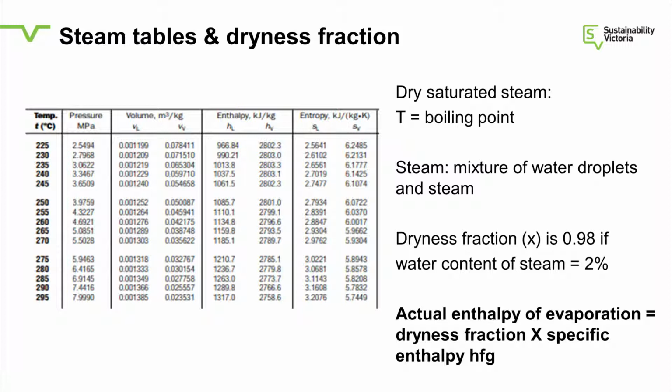So if it's a 98% dryness fraction, it means that there's 2% lost out of the energy content of the steam, or its ability to transfer heat to the process. So it's important to make sure you've set your boiler and your levels up so that you're not getting carryover or foaming, as I mentioned before, into the steam system, which will reduce the steam's effectiveness.